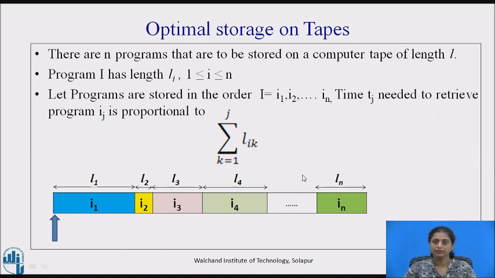Now what do we mean by this? Here we have a single tape. The tape head will always be at the start, and when we want to read the third program, we need to read the first program completely, followed by the second program, and then we can retrieve the third program. So the time required to retrieve the third program is L1 plus L2 plus L3, and for the fourth program it will be L1 plus L2 plus L3 plus L4. So the time Tj is the time required to retrieve the program j, which is the sum of lengths from 1 to j.